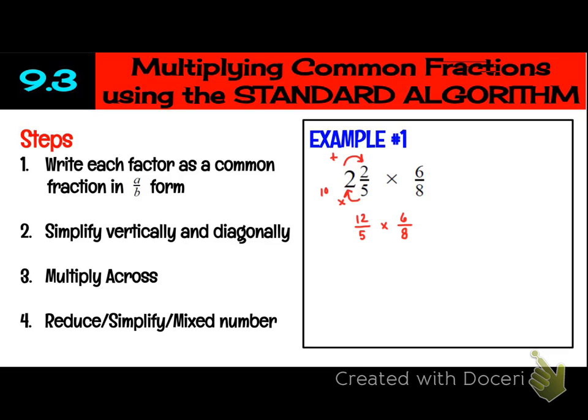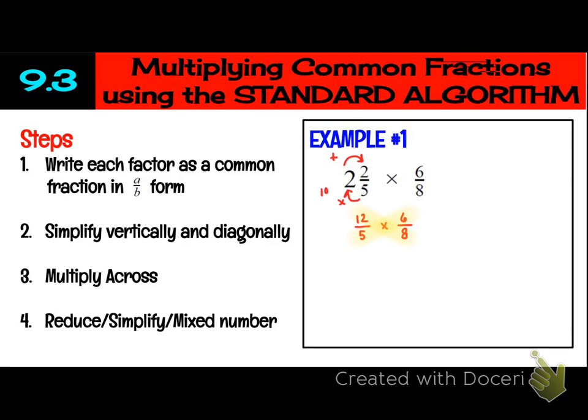The second step was to check if there's anything you can simplify. I start with my diagonals, so I'm checking 5 and 6, and I see that nothing goes into both 5 and 6. 5 is prime, so the only thing you'd ever be able to simplify with 5 is if another number has 5 in it. And then the other diagonal is 12 and 8.